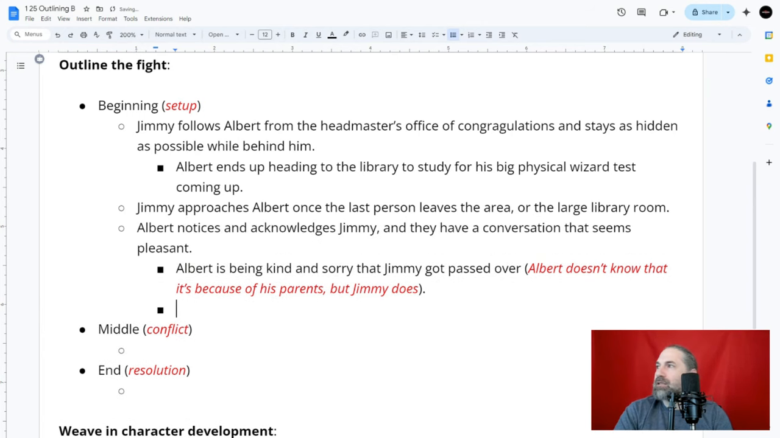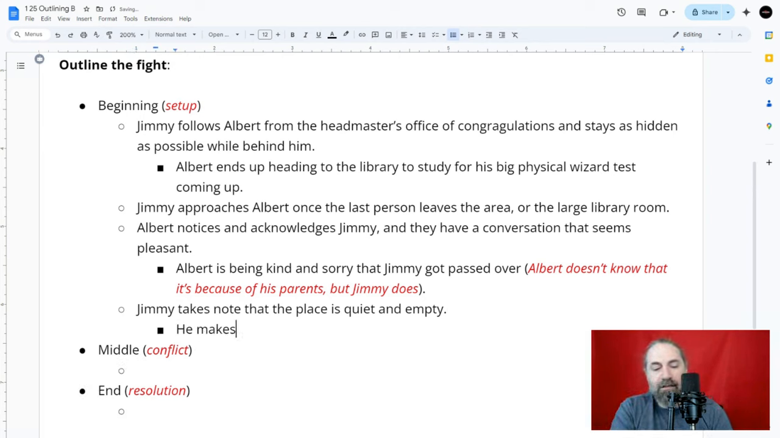notices and acknowledges Jimmy Two Fingers, and they have a conversation that seems pleasant. Albert is being kind and sorry that Jimmy got passed over. I'm actually going to do something else. No, that's good. Jimmy takes note that the place is quiet and empty. He makes his first move, causing books to fly in and hit Albert.